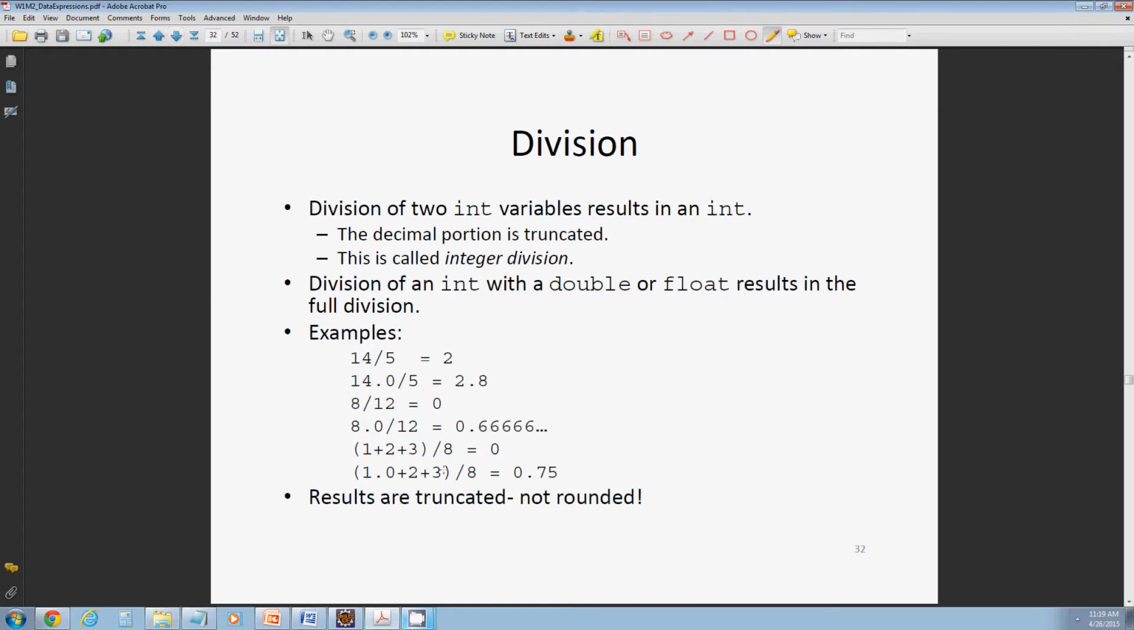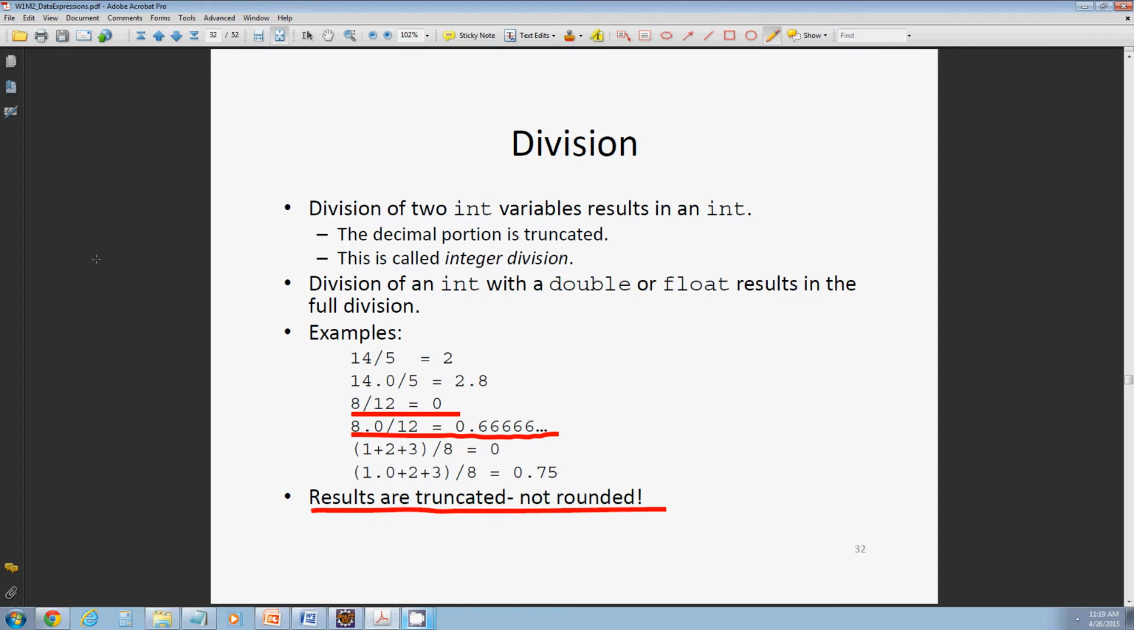And just to be clear, the results of the expression when you perform integer division are truncated. They are not rounded. So you can see that 8 divided by 12, if one of the operands is a double, the result is 0.66666 repeating. But when we use the integer division version, the result is just 0 because the 0.666 is truncated. Again, it's not rounded to 1. It's just truncated, cut off, and the result is just 0.